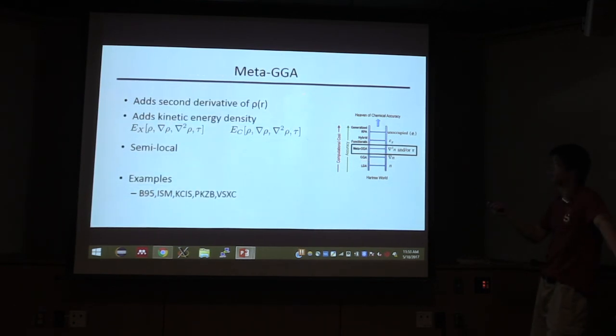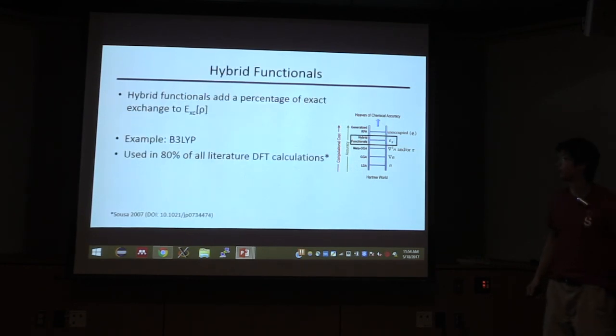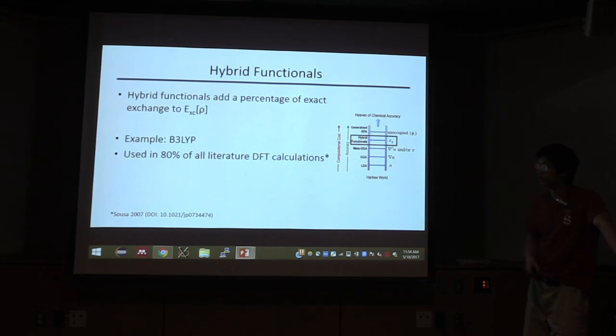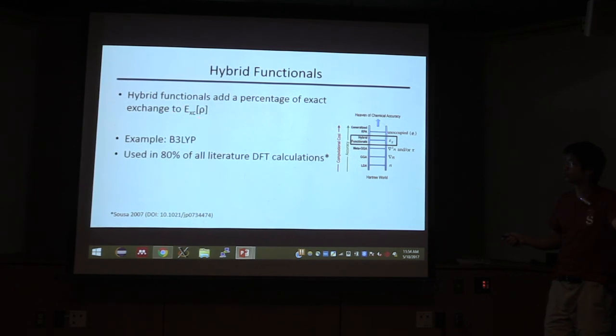So we can keep going. Meta-GGA just adds the second derivative, as well as the kinetic energy density. Okay, so now we're on to hybrid functionals. I'm going to spend a little more time here, just because this is the class in which you find B3LYP. That is used widely in DFT, and it's basically a go-to choice nowadays. It adds a percentage of exact exchange to your exchange correlation functional.